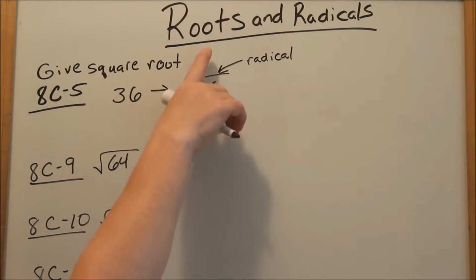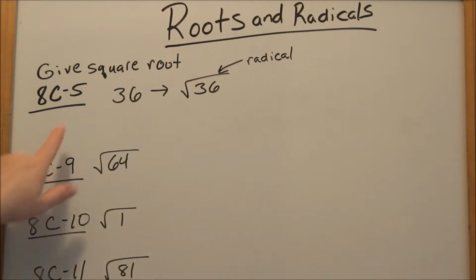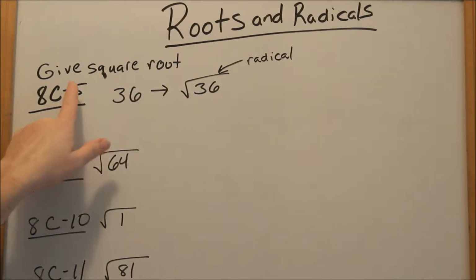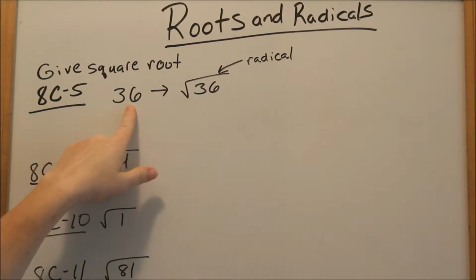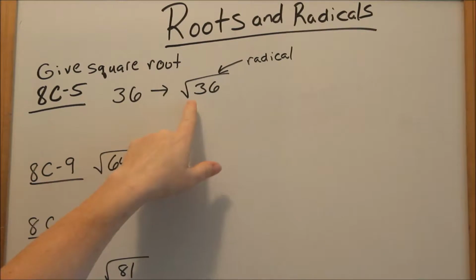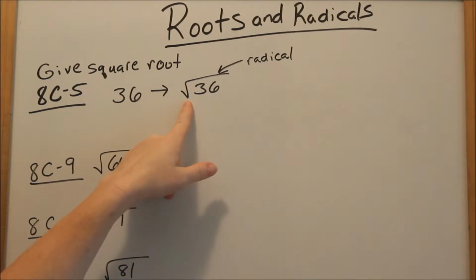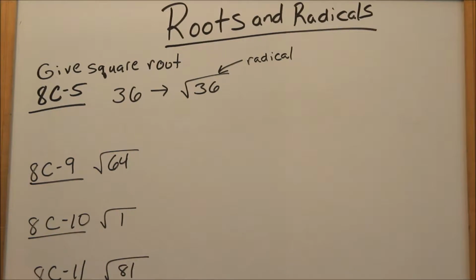Okay, today we're going to be doing roots and radicals. If you look at 8C5, the instructions actually say give the square root, and we're going to be doing the square root of 36. This symbol right here means square root of 36. The symbol itself is called a radical, but what it means is we are taking the square root of 36.